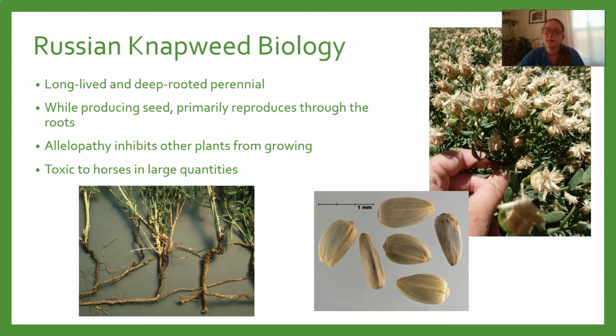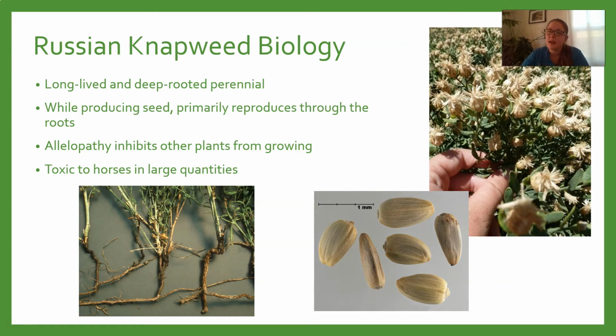That's what makes its ability to reproduce from the roots, and that is the most common reproductive method. And so when you see a large stand of Russian knapweed, it's oftentimes a monoculture of clones that are made from a single large root system.